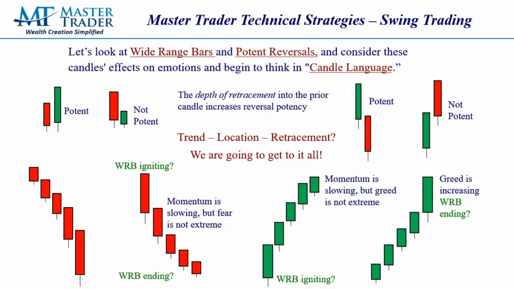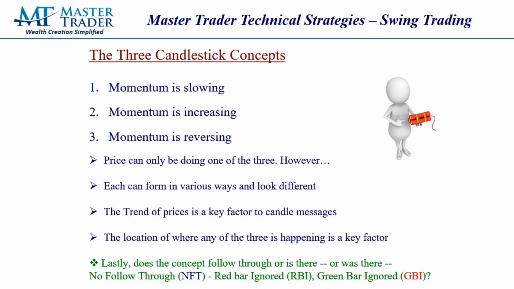So there's a lot of thought process or psychology behind the candlesticks as we view them, as we're reading fear and greed and expectations and putting that all together, as always, with the other concepts, trends, support, resistance, and such. So here are your three candlestick concepts, as I've already mentioned. Momentum is either slowing down, it's increasing, or it is reversing. A price can only be doing one of them at a time, but it can form many different ways. I showed you different ways of slowing momentum or reversing.